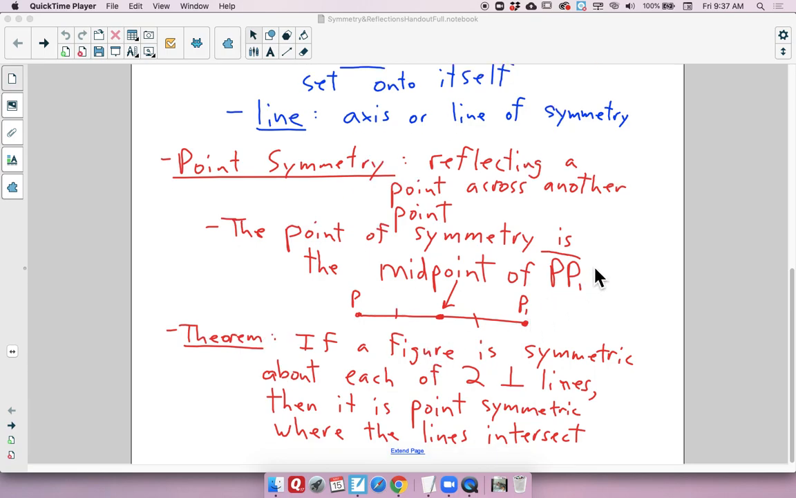Okay, so the theorem basically says if a figure is symmetric about each of two perpendicular lines, then it is point symmetric where the lines intersect. So that point would be where there's point symmetry for the entire figure, okay? So we're going to look at some examples of that in a moment.